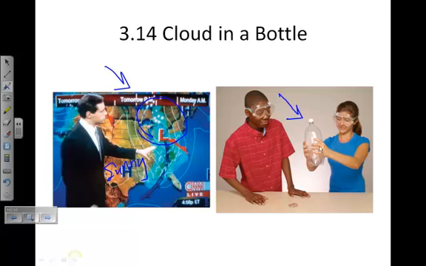And when you squeezed it, it was clear. And when you let go, when you released your pressure on the bottle, you created low pressure, which caused the moisture in the bottle to create a cloud. So this makes sense. High pressure is clear, low pressure is cloudy.